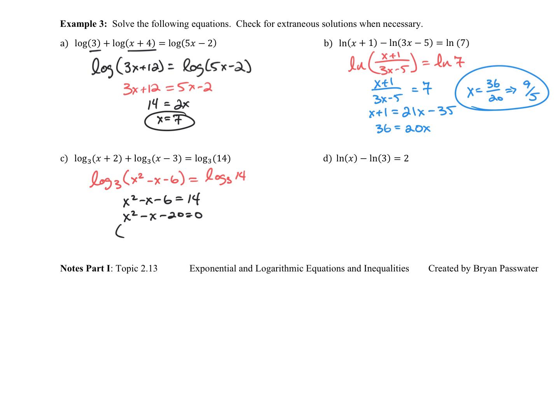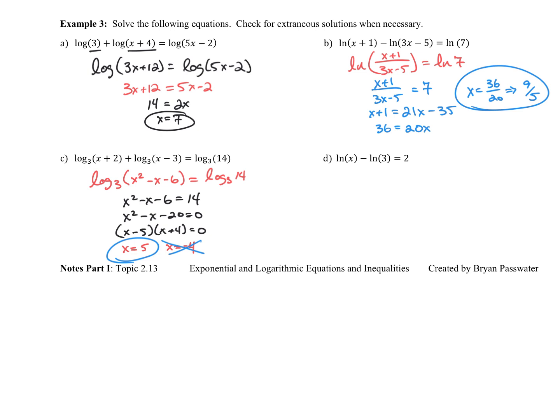And so what does this factor to? X minus 5 and x plus 4. And so now I'm going to set both of them equal to 0. And so I get x is equal to 5 and x equals negative 4. Now, let's substitute 5 back in. So this is log of what? 7. This is log of 2. Are both of those okay? Yeah. Let's substitute in negative 4. This would be log of what? Negative 2. Can we do that? No. And so this is called an extraneous solution. And so that is not the solution we want. So we only have x equals 5 as part of our solution set there.